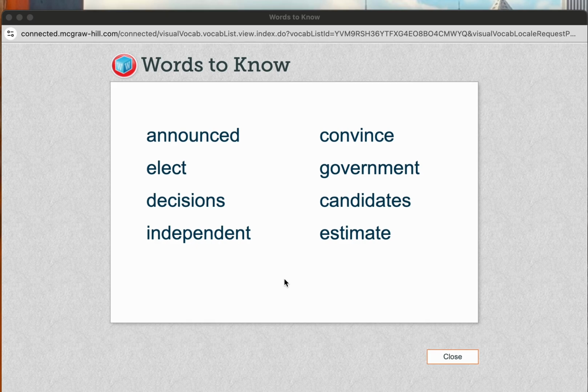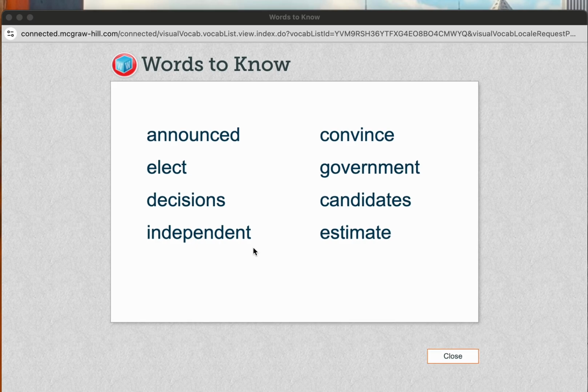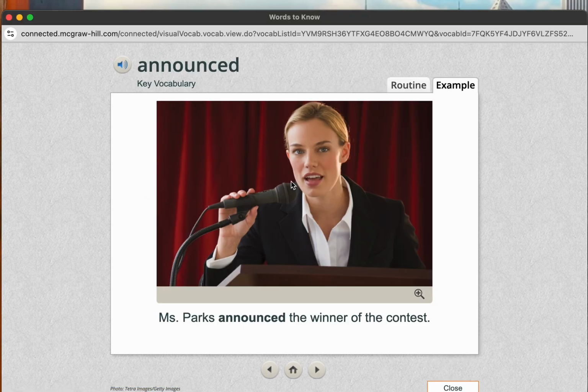Hello, ladies and gentlemen. Today we are going to talk about our new set of vocabulary words that we are going to work on for this unit, and we are going to eventually read the story Vote together. So, our first word is going to be announced. Announced. For example, in a sentence: Miss Parks announced the winner of the contest.